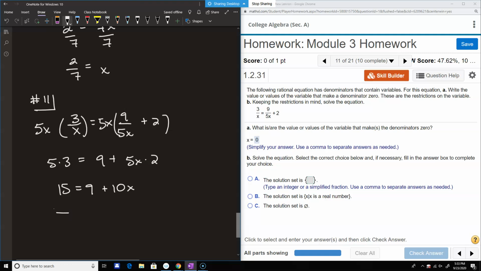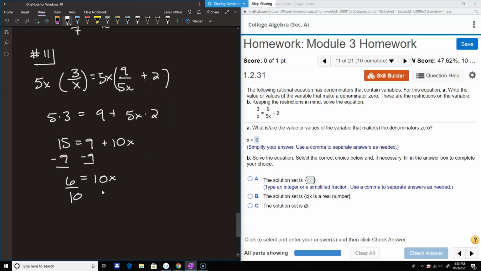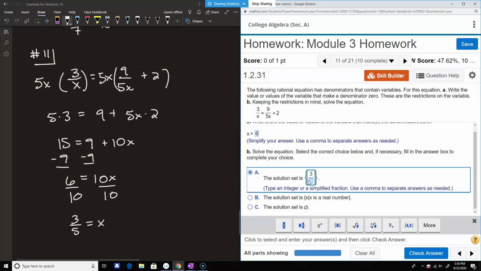So subtract 9 on both sides, and we're left with 6 equals 10x. Then we divide. So 6/10 is going to be our answer. Again, that's not in lowest terms. They both have a factor of 2, so that can be reduced to 3/5. And it's not equal to 0. If it were equal to 0, that's not allowed from the original problem. We would say the solution set was empty if it were 0, but it's not. So we just enter the answer that we got.